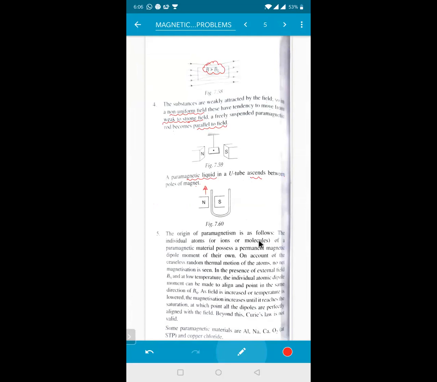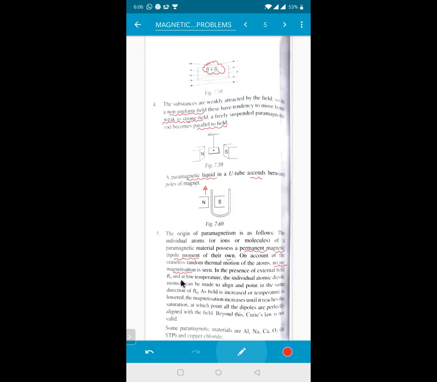So the origin of paramagnetism: the individual atoms, ions or molecules of a paramagnetic material possess a permanent magnetic dipole moment of their own. On account of the ceaseless random thermal motion of the atoms, no magnetization is seen. There is no net magnetization.